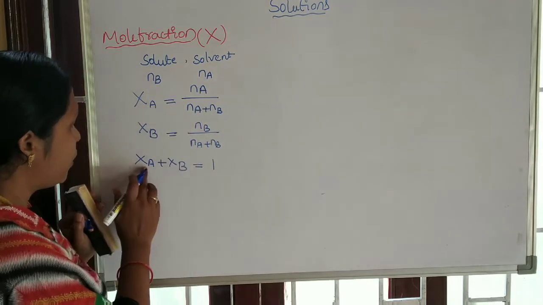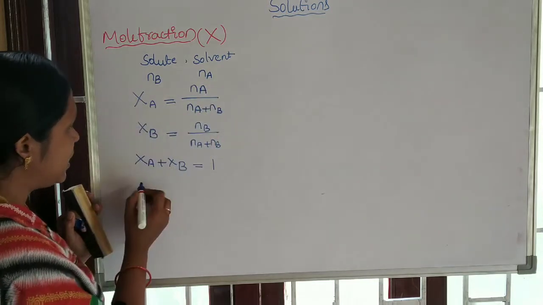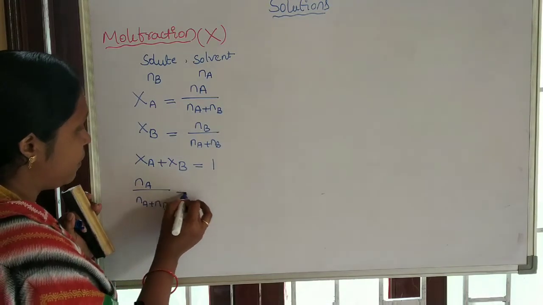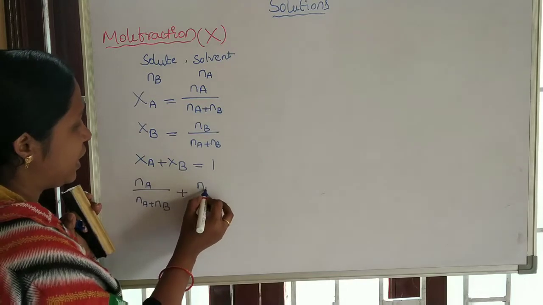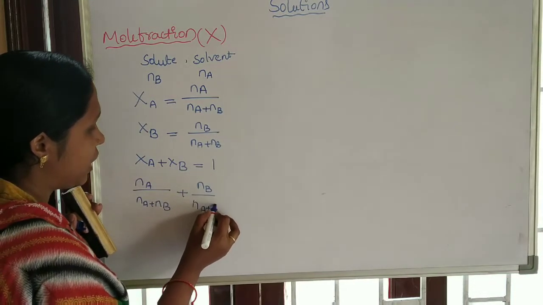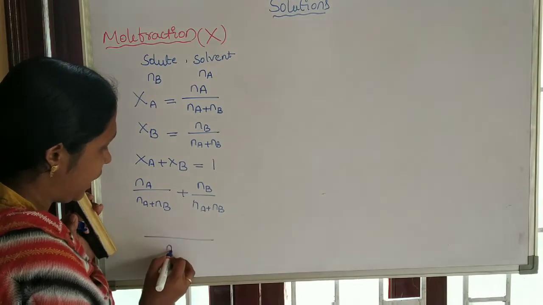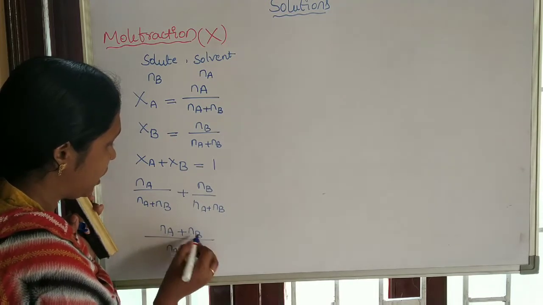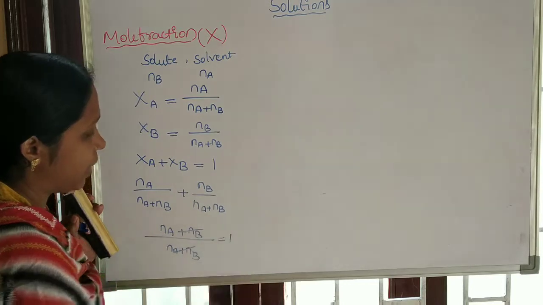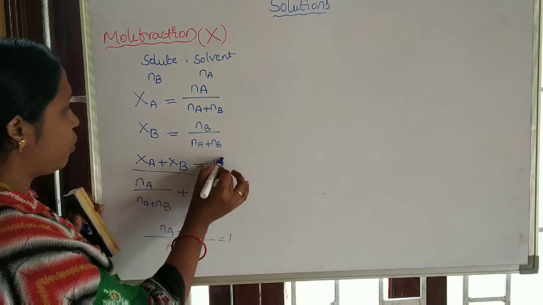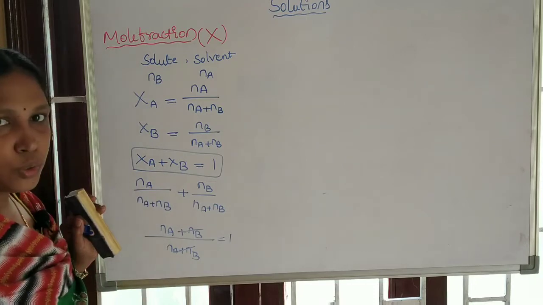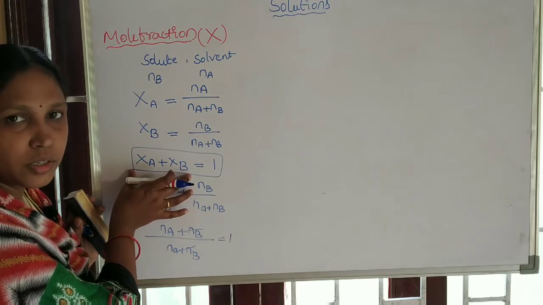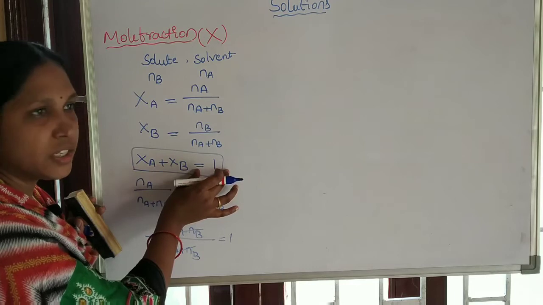How is it? We will prove. Mole fraction of solvent is XA, that is Na by Na plus Nb, plus the mole fraction of solute is Nb by Na plus Nb. Take the LCM, Na plus Nb. Here Na plus Nb, both will be cancelled one time. So the sum of the mole fractions of components present in solution is always 1.